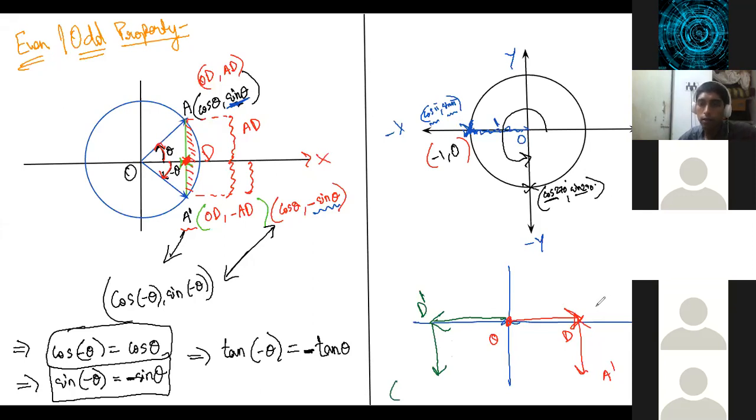If this is cos theta, the distance from here to here is cos theta. Then the distance from here to here will be minus cos theta. So this point will be minus cos theta. And again, since this distance is minus sin theta, over here also it will come out minus sin theta. Yes, very true what you said. Okay, anyone has any more doubts?